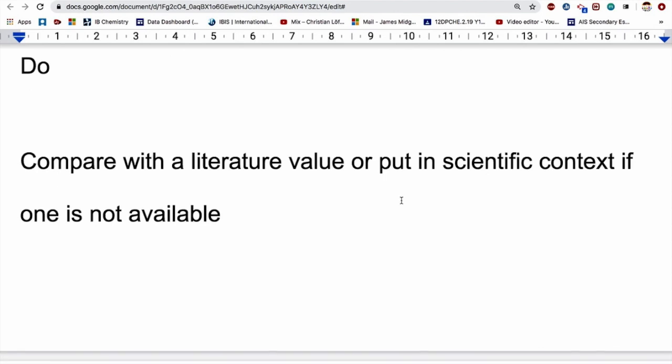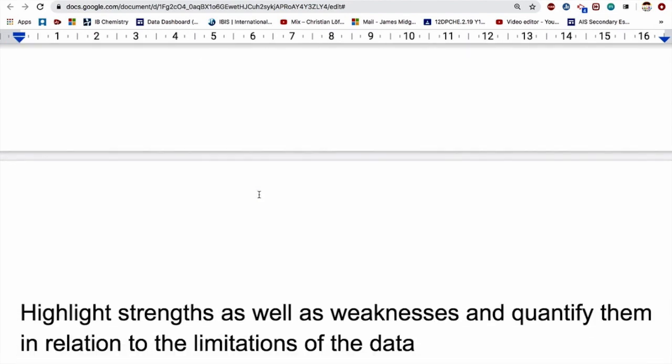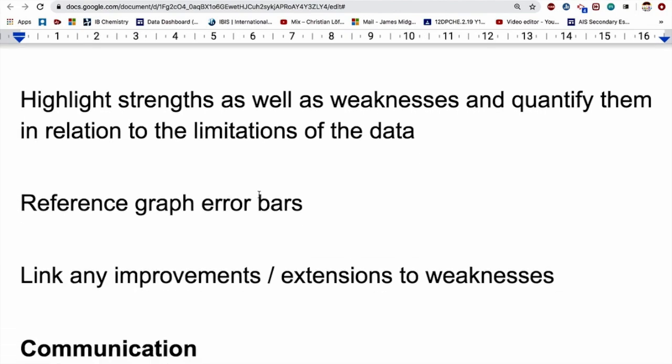Do compare with the literature value. They're all literature values, aren't they? If you're looking at relationships between delta G and Kc, or let me think, you're using it to look at the relationship between E0 and delta G, that would be nice. There should be some literature value. Again, state if you've looked for it and didn't find it.